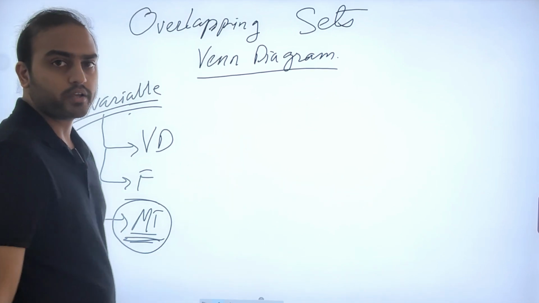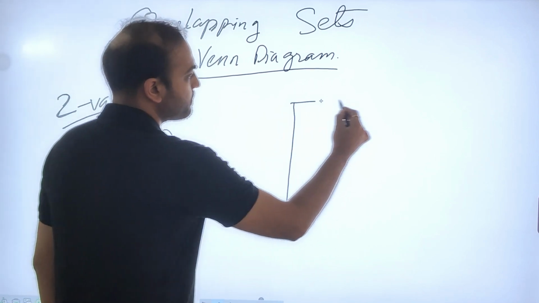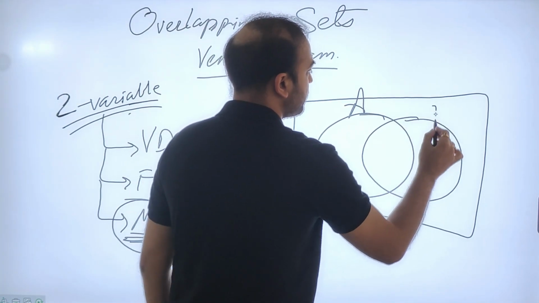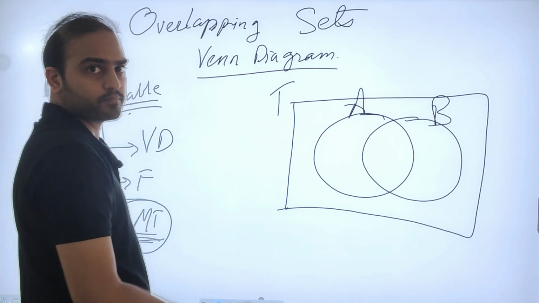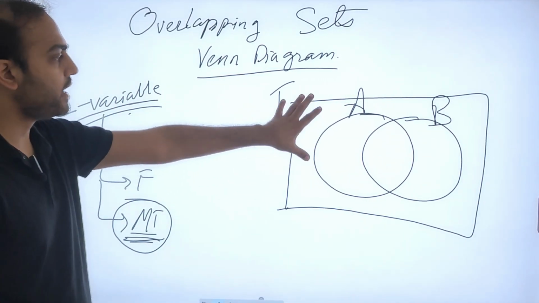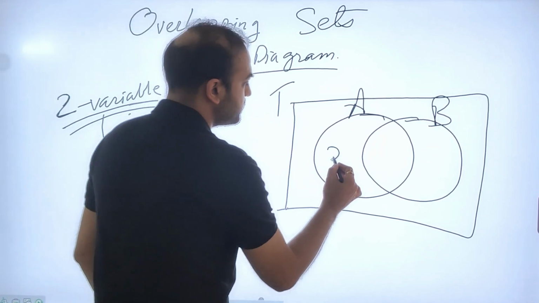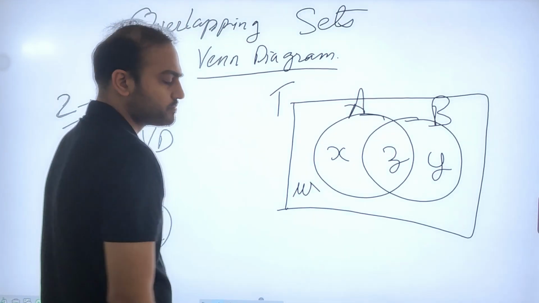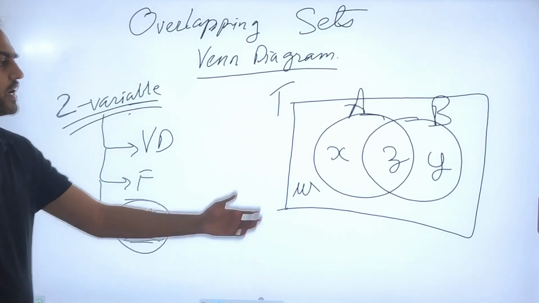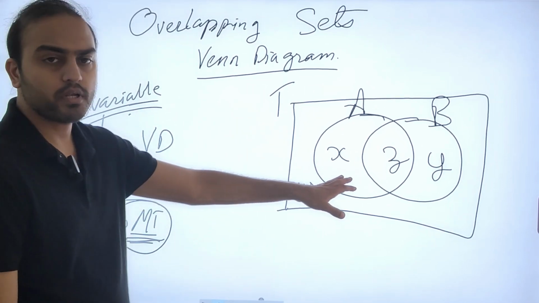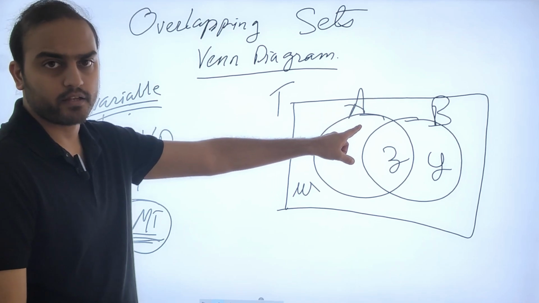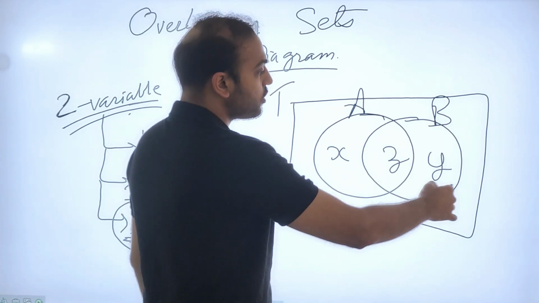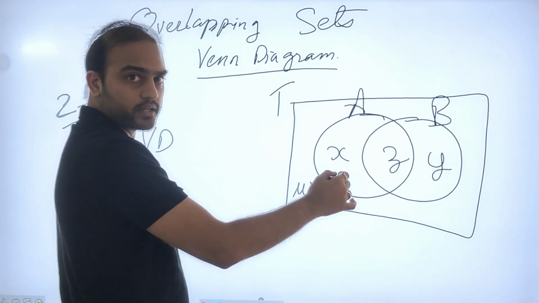Talking about the two variable Venn diagram, we draw it like this. This is set A, this is set B, this is my total set. As you can see, my Venn diagram has been divided into four parts. These are portions X, Y, Z and W. What do we understand from X? X means people or variables who belong to set A. The entire circle A is called set A, the entire circle B is called set B. T is my total set.